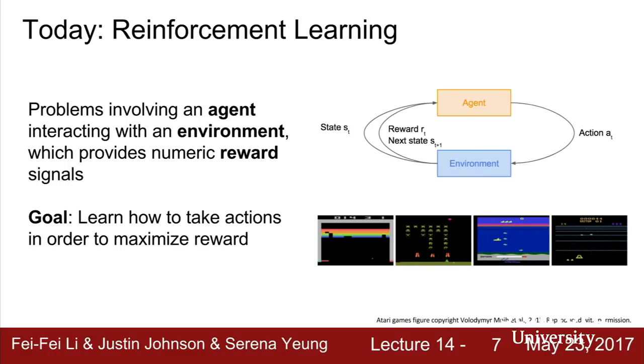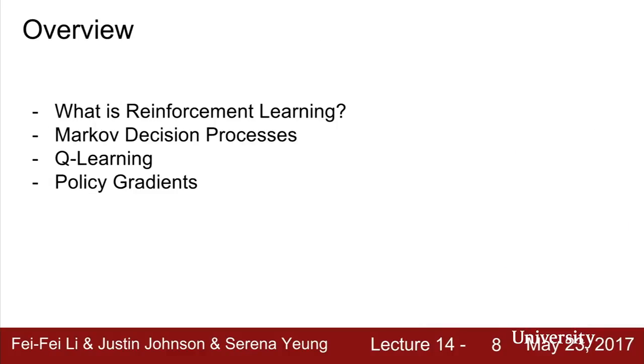And so today we're going to talk about a different kind of problem setup, the reinforcement learning problem. Here we have an agent that can take actions in its environment, and it can receive rewards for its actions. And its goal is going to be to learn how to take actions in a way that can maximize its reward. We'll talk about this in a lot more detail today. So the outline for today, we're going to first talk about the reinforcement learning problem. Then we'll talk about Markov decision processes, which is a formalism of the reinforcement learning problem. And then we'll talk about two major classes of RL algorithms, Q-learning and policy gradients.